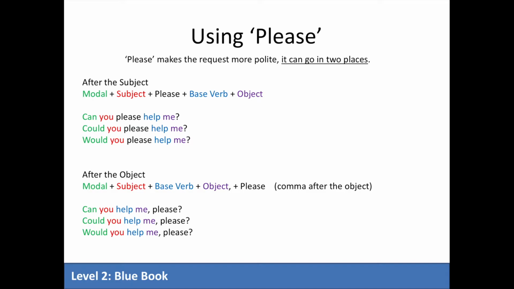We can also use please after the object at the end, but you'll have to remember you need a comma after the object. So the structure, we start with a modal, followed by the subject, then the base verb, then the object, comma, please. Some examples. Can you help me, please? Could you help me, please? Would you help me, please?